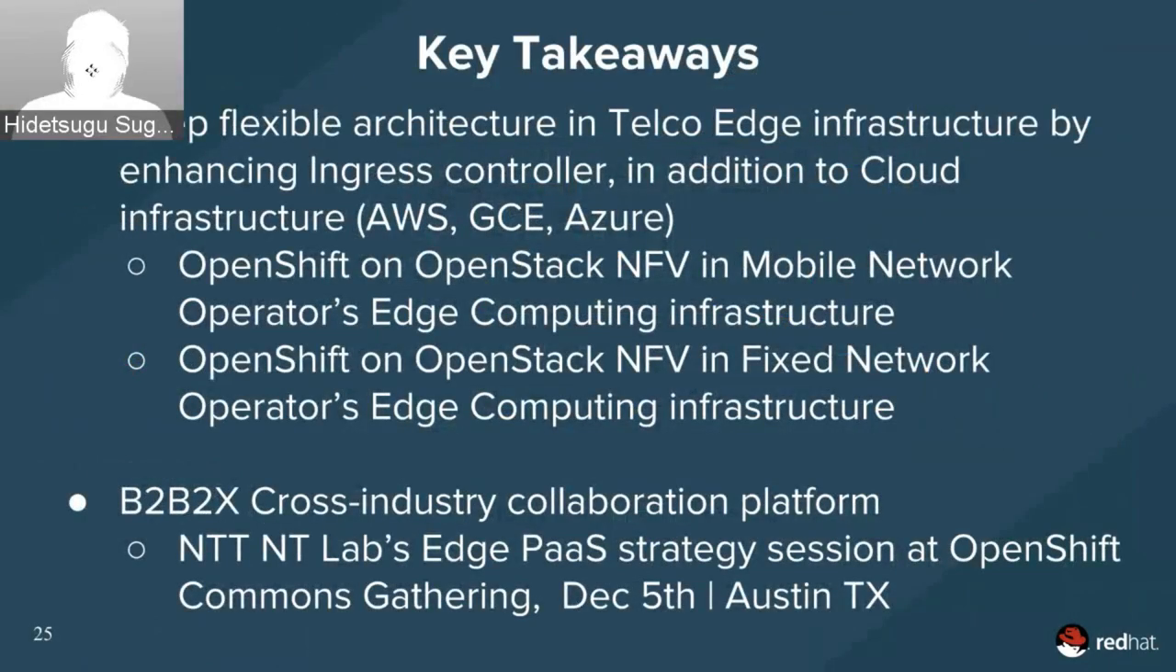So the key takeaways from this session are two things. We had better keep a flexible architecture so that we can implement edge PaaS in each telecom access infrastructure by ingress enhancement to interwork each edge platform. By using OpenStack NFV and OpenShift container platform, we can place mobile edge platform in front of OpenShift for mobile edge network infrastructure. And for the residential access network, we can place BNG function in front of OpenShift on top of OpenStack NFV platform.